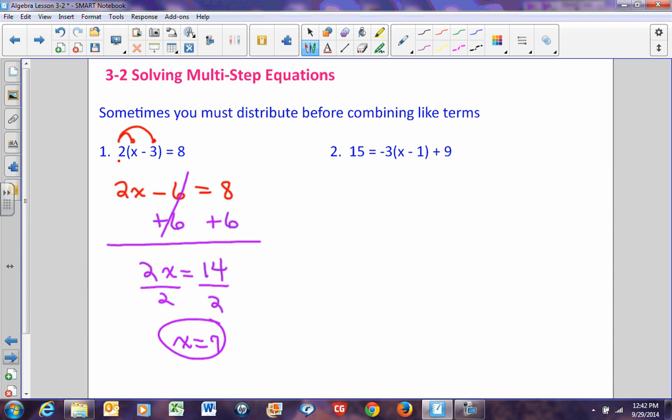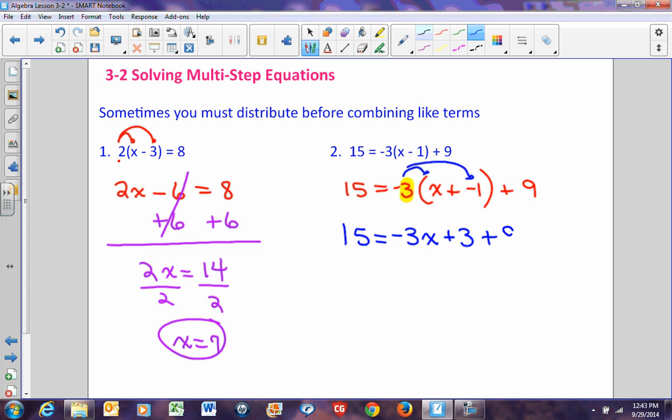If we look at this second example, we need to be especially careful with our negative signs. If this messes you up, you might want to rewrite this as 15 equals negative 3 parentheses x plus negative 1 plus 9. So that when you distribute this negative 3 throughout the equation, you'll make sure you distribute it to the negative 1 as well. So now when I distribute this, I will get 15 equals negative 3 times x is negative 3x. Negative 3 times negative 1 is positive 3 plus 9.